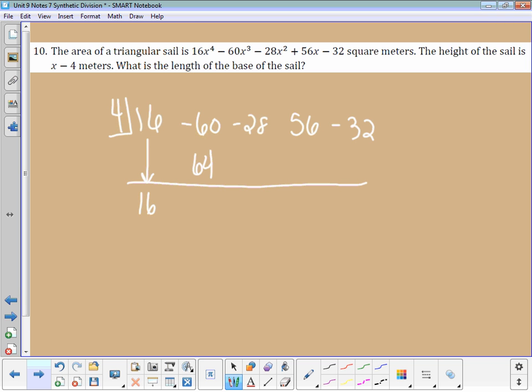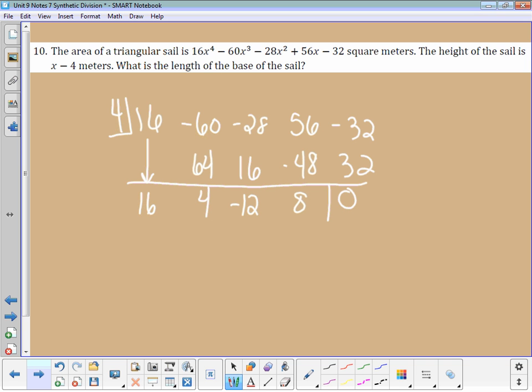Negative 60 plus 64 gives me 4. 4 times 4 gives me 16. Negative 28 plus 16 gives me negative 12. Negative 12 times 4 gives me negative 48. 56 minus 48 gives me 8. 8 times 4 gives me positive 32. So I end up having a remainder of 0.